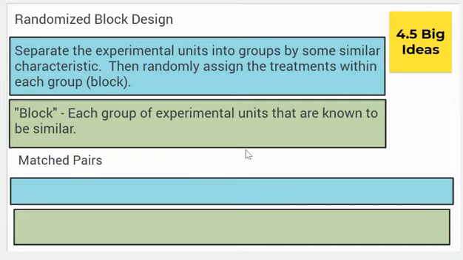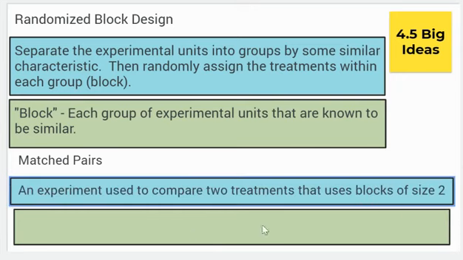Now, the other type of experiment that we were looking at is called matched pairs. Matched pairs is actually a specific type of blocking. So let's see what we have here. In a matched pairs experiment, we are comparing two treatments that uses blocks of size 2. In the example that we had in class, we were looking at GPA, and we were grouping the top 2 students that had the top 2 GPAs, and that was a block of 2 students. And then we randomly assigned 1 to each type of treatment that we had.